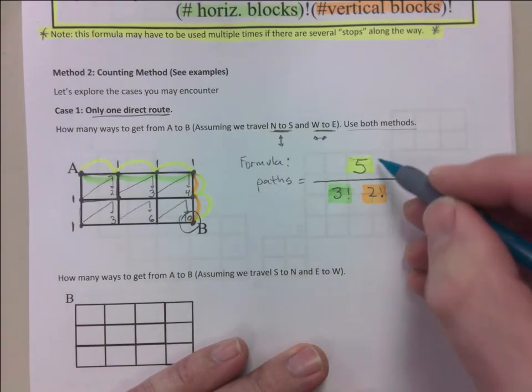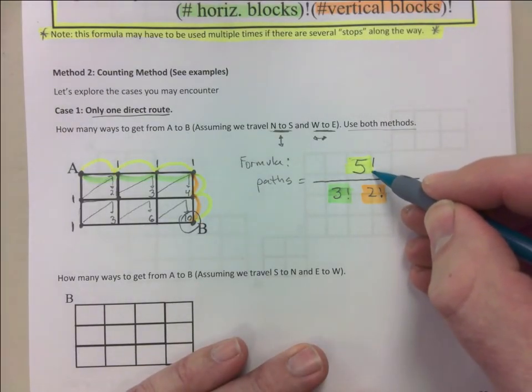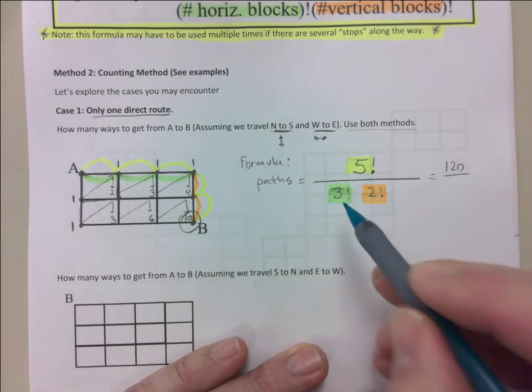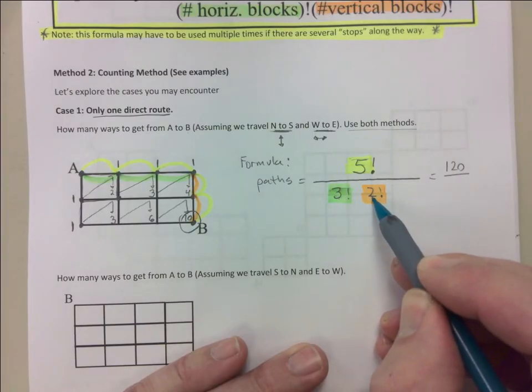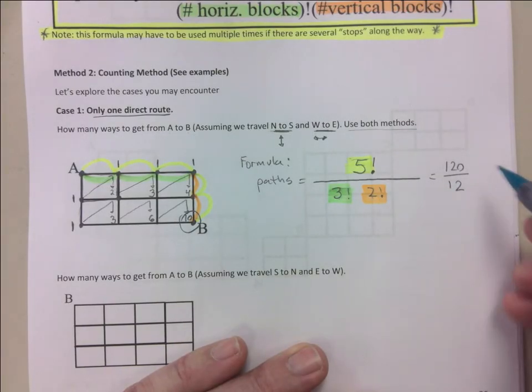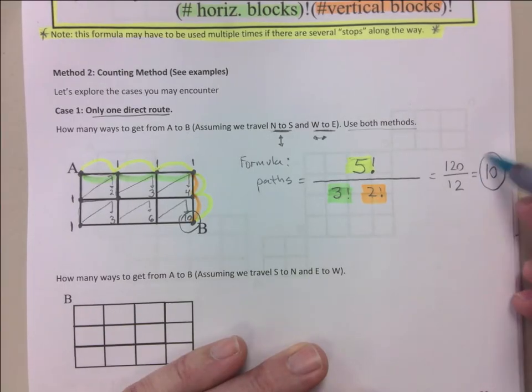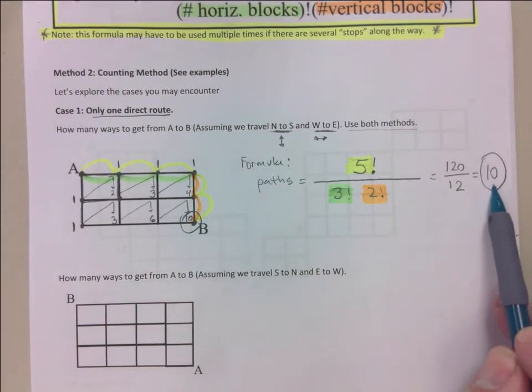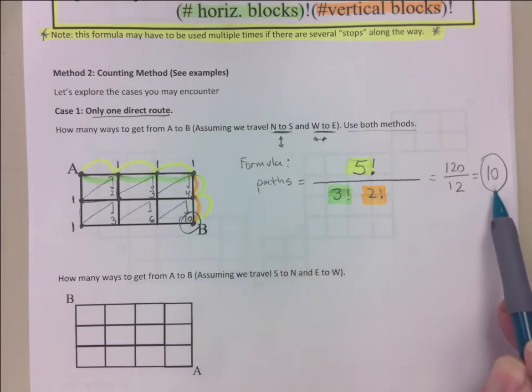Here you go, guys. Oh, I forgot the factorial next to 5. Please introduce that. 5 factorial is 120. This is 6 times 2 is 12. How many ways? 10 ways. It matches our counting method. Okay? That's something that you should observe.